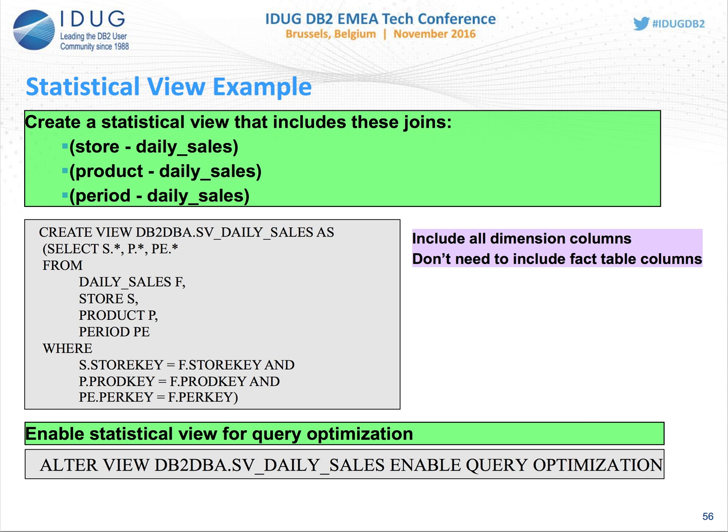And then you have to issue this extra statement. You have to switch that view on to support stats. The reason you have to do that is because there's some overhead in matching the SQL statements to the views, and we don't want to incur that overhead for every view in your system, so we only do that for these special ones. And then once you enable that for optimization, you just run stats on it, exactly like you would do for a table.